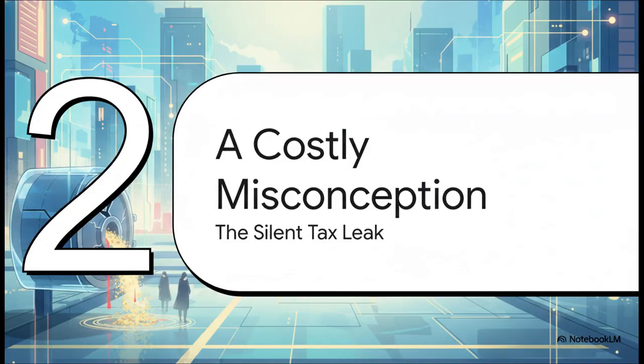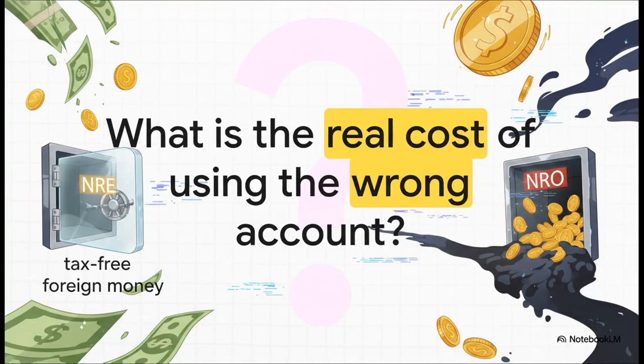Now, this isn't just about dotting your I's and crossing your T's to follow the rules. This simple mistake creates what I like to call a silent tax leak. It's this steady drain on your wealth that just happens in the background, and honestly, it often goes completely unnoticed for years. So, how bad is it? What's the actual real-world cost of this silent leak? Well, let's take a look at what happens when your tax-free foreign money accidentally ends up in the wrong account.